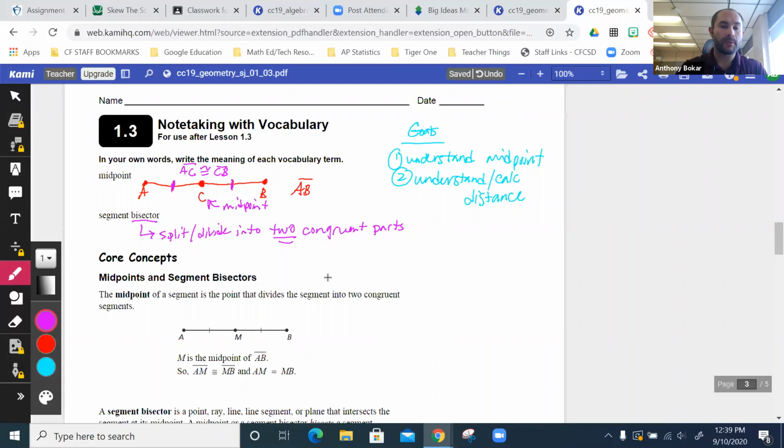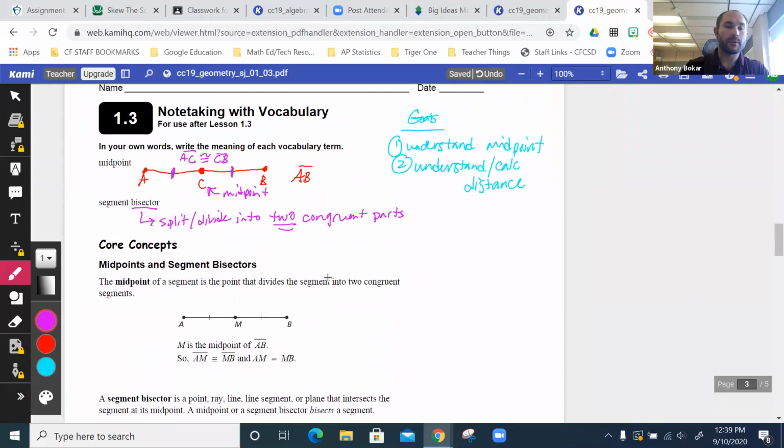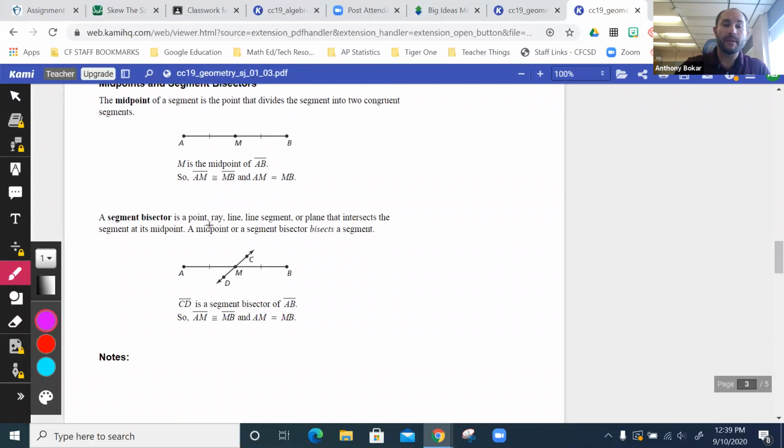So we're in our student journal. I believe we're on page 14. You should be following along and putting this in your journal as we go. So here we go. The midpoint of a segment is the point that divides the segment into 2 congruent segments. Just like we had up there. And then the segment bisector can be any point, ray, line segment, or plane that intersects the segment at the midpoint. That just means it splits segment AB into 2 congruent parts. So in this case, CD, this line, is a segment bisector because it splits AB into 2 equal parts. M is the midpoint of AB in your picture, okay?